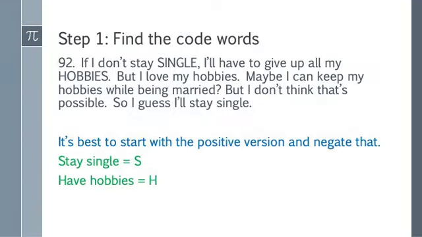Step 1, find the code words. For negations, remember, you start with the affirming version, or the positive version, and negate that. Now, in the case of marriage and being single, it can be a little tricky because which one is the default? It's not clear, right? But in this case, since single is capitalized for you, we'll use that as the standard base. And if you negate that to say not single, that will equal married. Okay, so you have two code words here: S for single, and having hobbies will be with capital H.